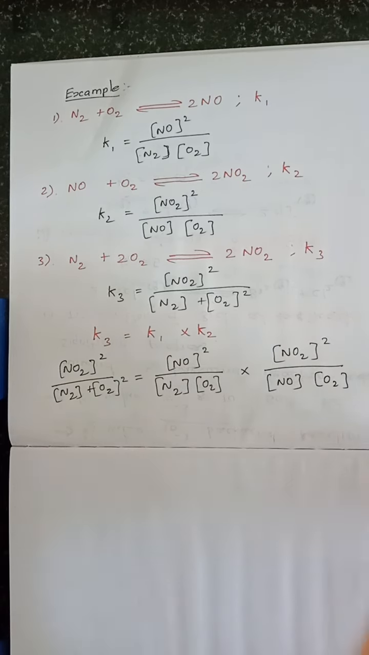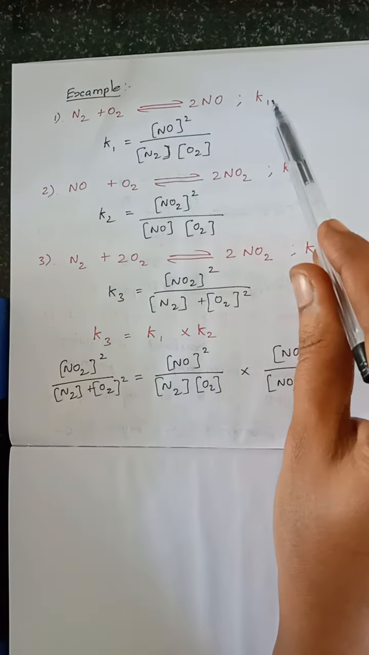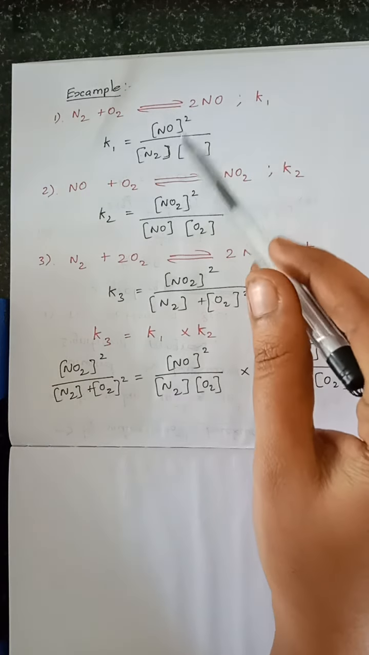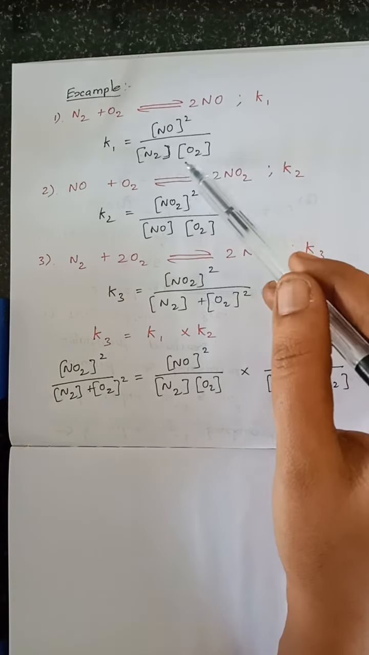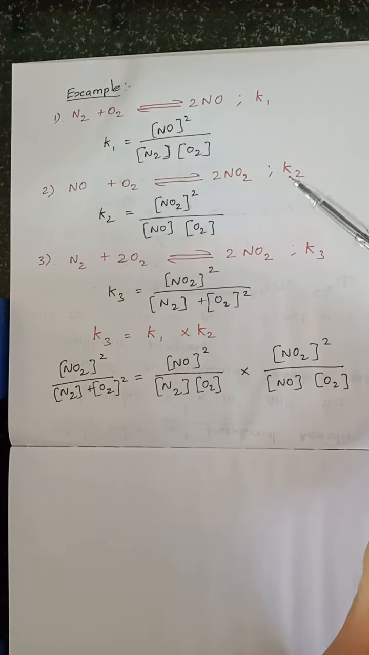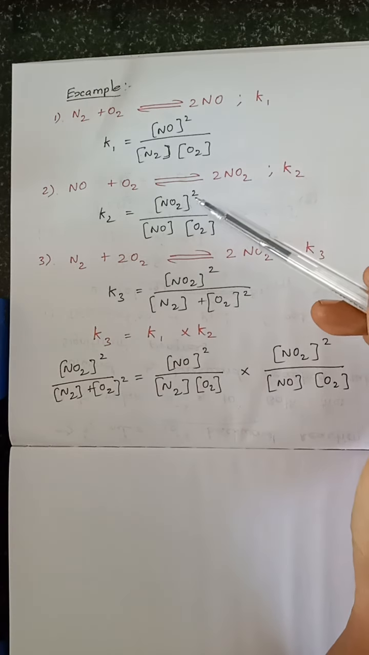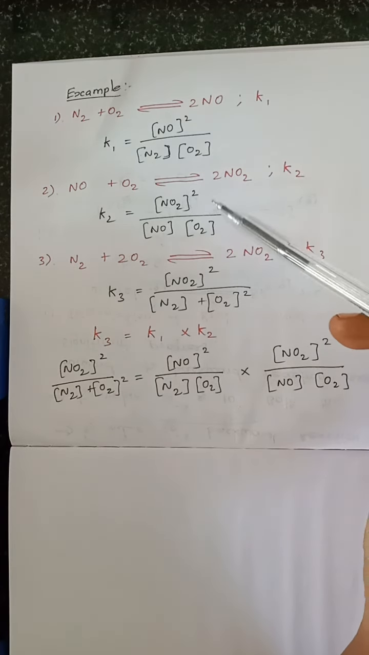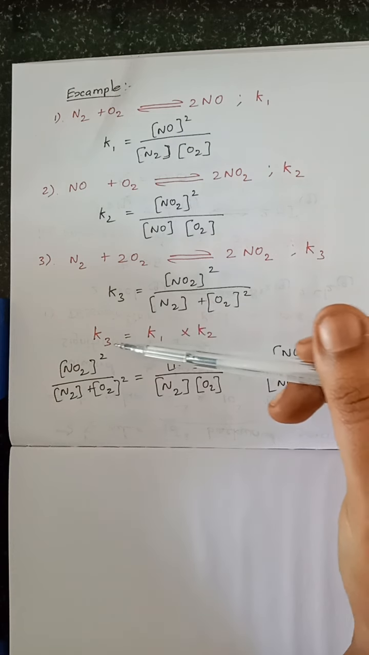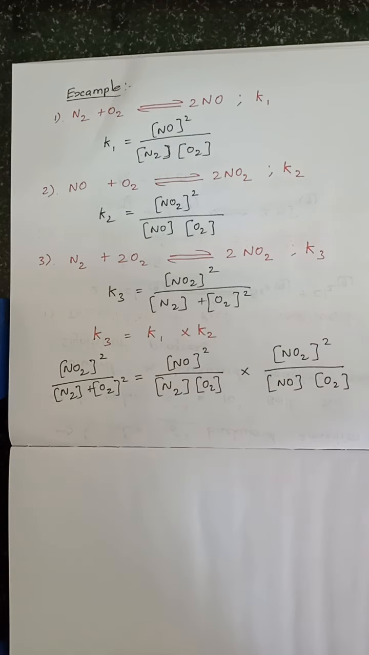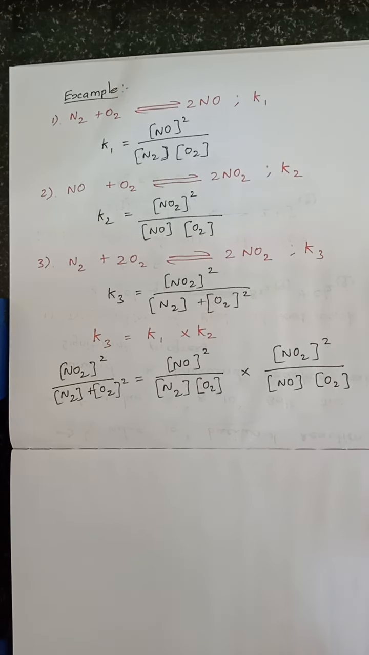Okay, children. So for the first reaction you write the K1 value: the forward reaction is divided by the backward reaction. Then the K2 value is forward reaction divided by backward reaction. Next, the K3 value is equal to K1 into K2. Okay, children, this is the example problem.